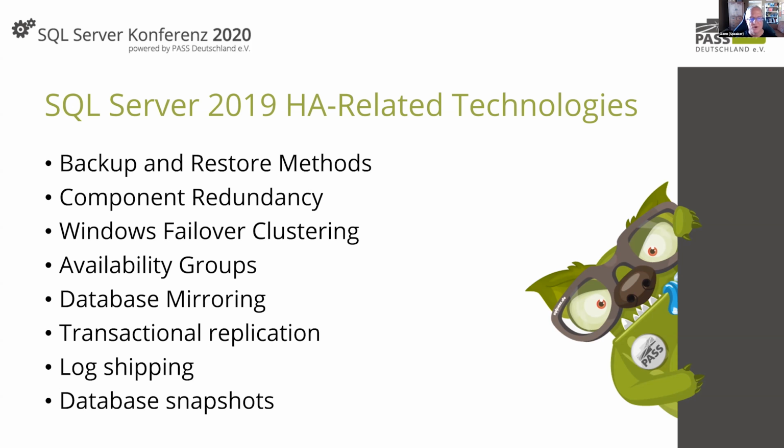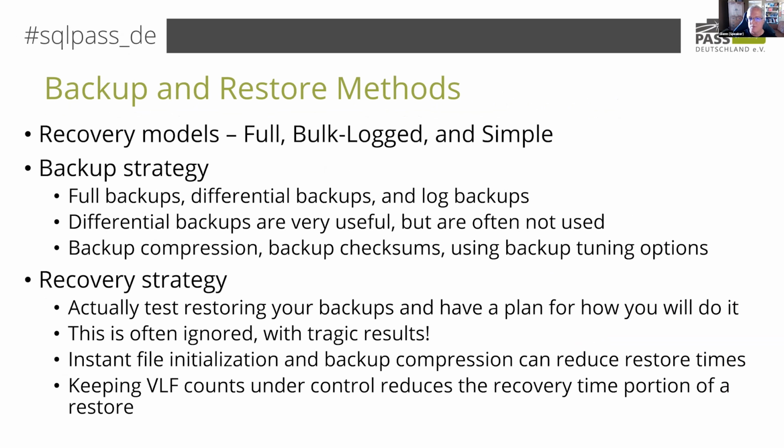So that's the most important thing by far. And then component redundancy is very important. And then we'll go through all the other things: Windows failover clustering, availability groups, database mirroring, transactional replication, which a lot of people don't think of as an HA technology, but it can be used for that. And then log shipping, and then database snapshots.